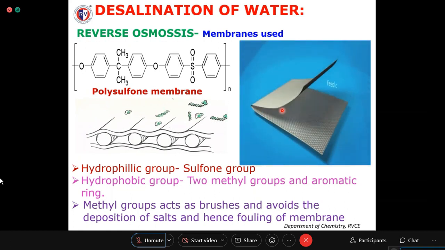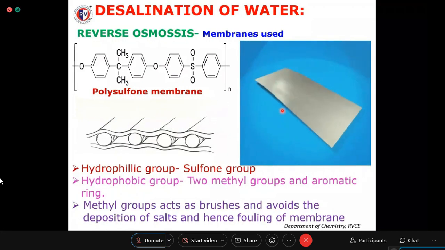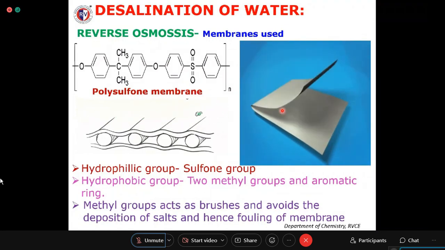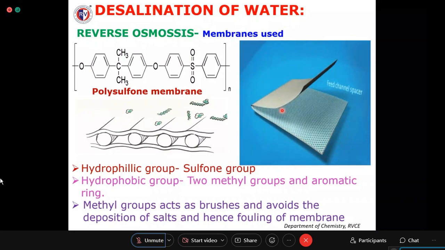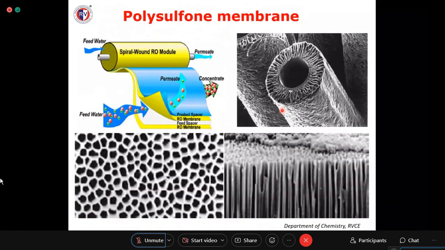So this is the polysulfone membrane, and feed water is passed like this, passed through, and it will filter. So I'll explain this later. Okay. And these are the polysulfone membranes. So if you go to the microscopic pictures, you can see like this. There will be pores, right? So pores to pass through the water, and also there will be methyl groups. You cannot see methyl groups in these microscopic images. It is not possible there, right? So you can see these transverse and cross-sectional images of polysulfone membrane.